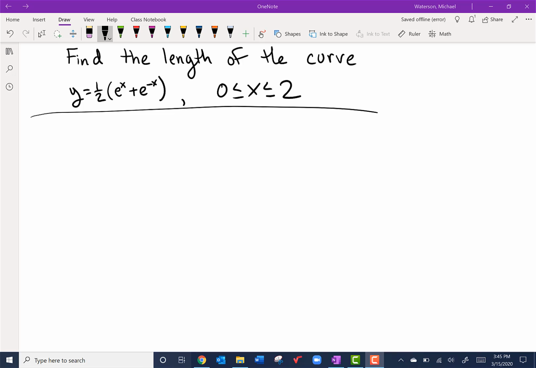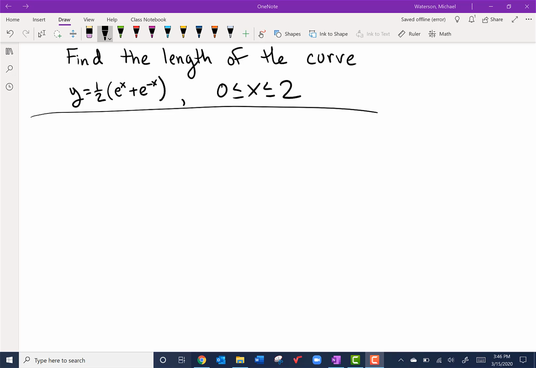Alright, here we are again. Let's do our second example. Let's find the length of the curve y equals 1/2 (e^x + e^(-x)), and we're going to look at this for x values from 0 to 2. Now we could do this the easy way or we could do this the hard way.